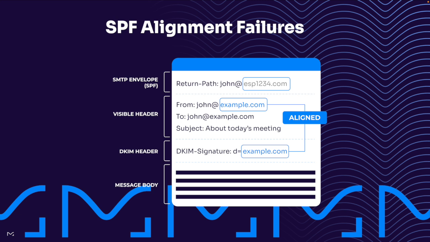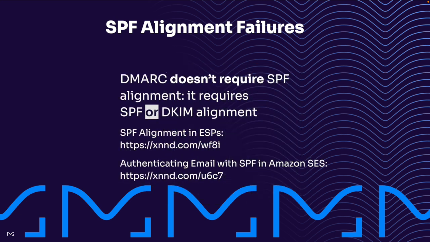That's okay, though. This is how a lot of email service providers are configured because DKIM is aligned. See, the DKIM header, the domains are matching. That's going to pass DKIM. That's going to pass DMARC. So remember, DMARC doesn't require SPF alignment. It requires SPF or DKIM alignment. Either is okay. So if you're not aligning with SPF, that's okay, as long as you're aligning with DKIM.